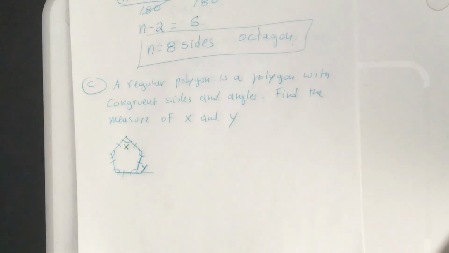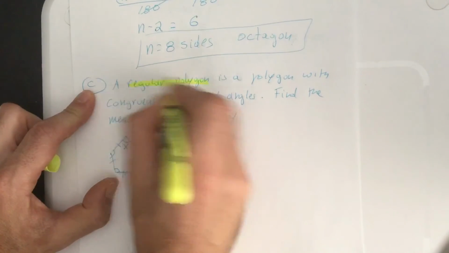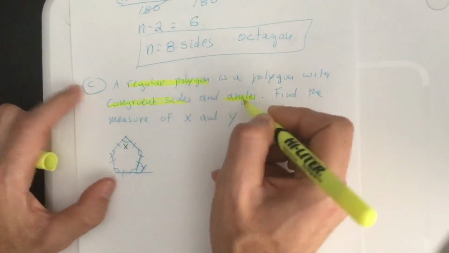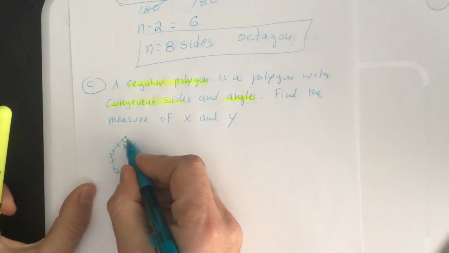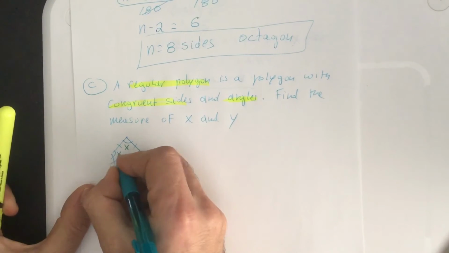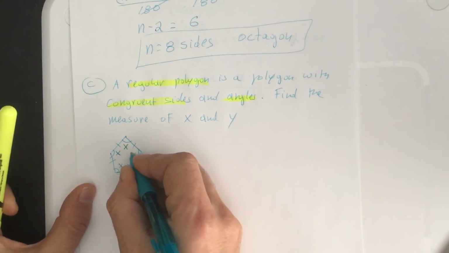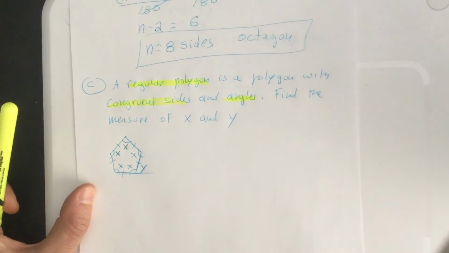All right, let's go to another problem. Now you have a regular polygon, a polygon with congruent sides and angles. Find the measure of x and y. So the key over here, guys, is that it's a regular polygon. If this angle is x, this one is also x, this one is also x, and this is also x. And these sides are all equal to each other because it's a regular polygon. That's the definition for you guys.